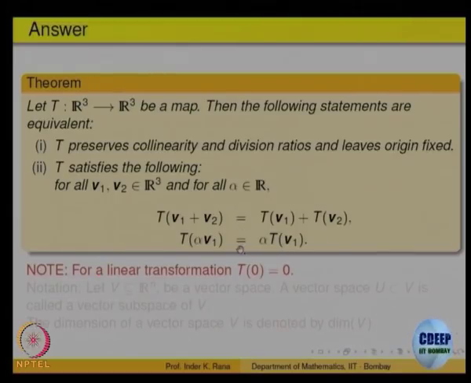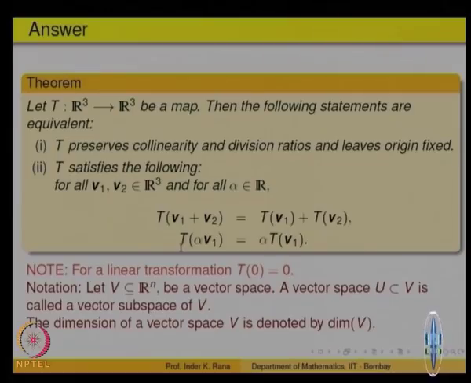So, these are the two properties which are equivalent to saying that a map T from R3 to R3 will have these properties. So, this is the algebraic version of geometry, right. We started with geometry, namely what are the maps which preserve collinearity, division ratios and leave origin fixed. This is the algebraic way of saying the same thing. So, this motivates the study of maps from vector spaces to vector spaces which have these two properties.